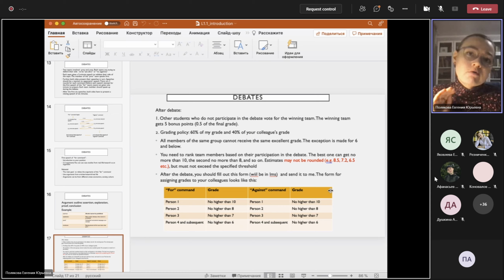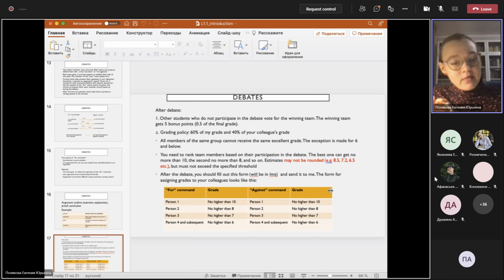It means that you need to rank the people who participate in each group in the debates, and decide who gets no higher than 10, then no higher than 8, no higher than 7, no higher than 6. For instance, you think that all people in the group were not so strong in defending their position. So in this case, all people can get 6, but not all people in the group can get 7.